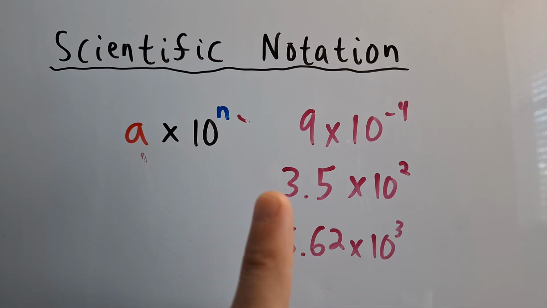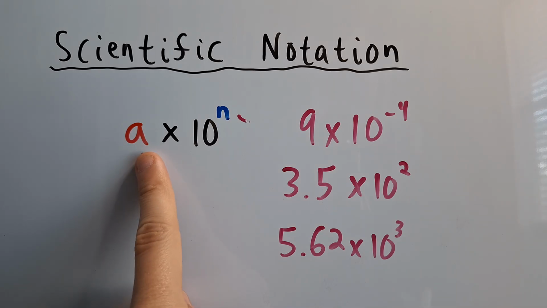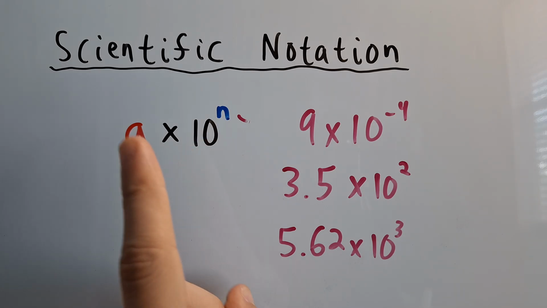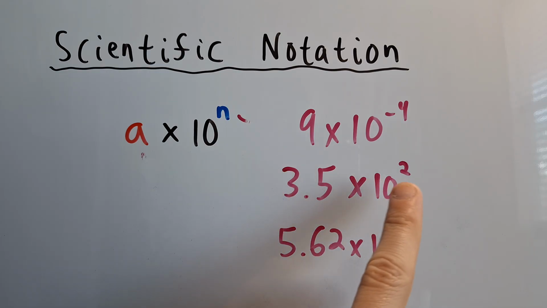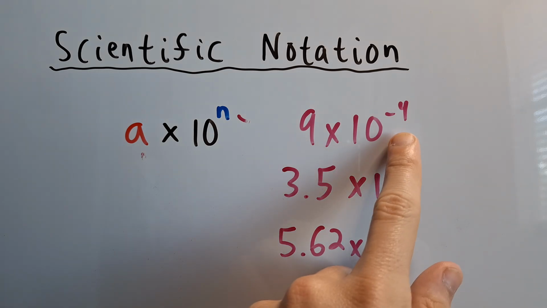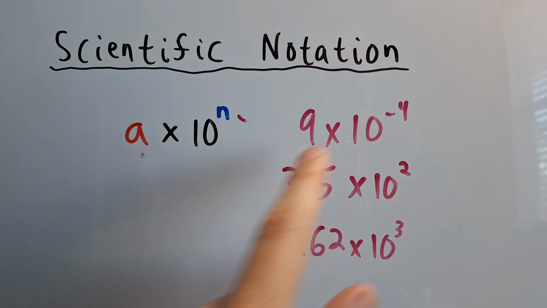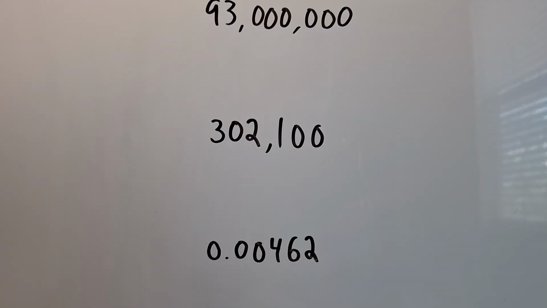Lastly, to decide the sign of the exponent, you look at the original number, whatever a was. So if it was 10 or larger, the exponent is positive. If the original number was between 0 and 1, then the exponent is negative, much like how this example was. So let's look at a couple of examples right over here.